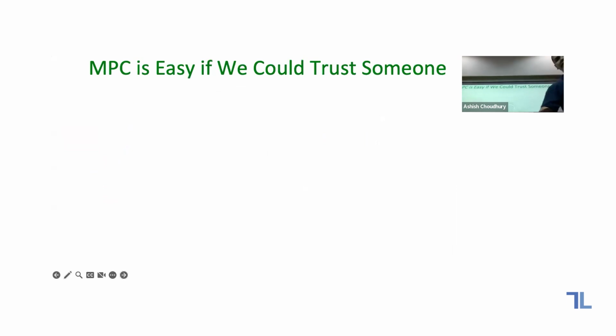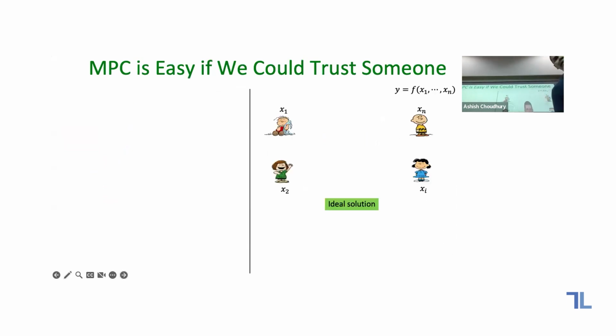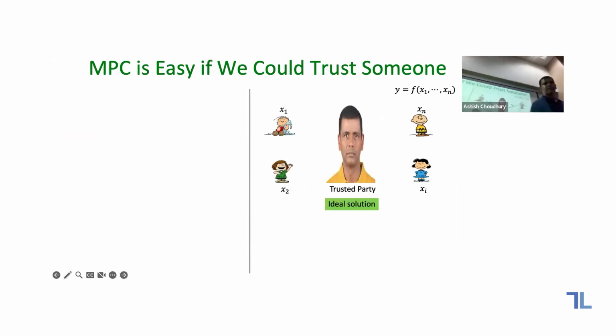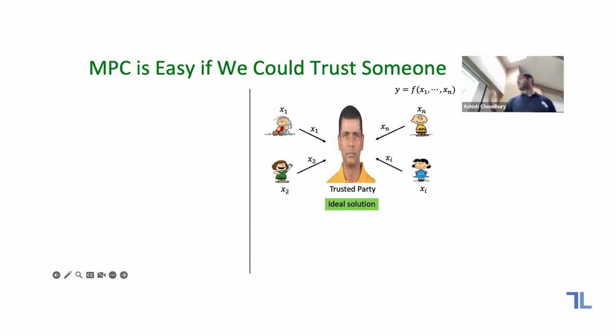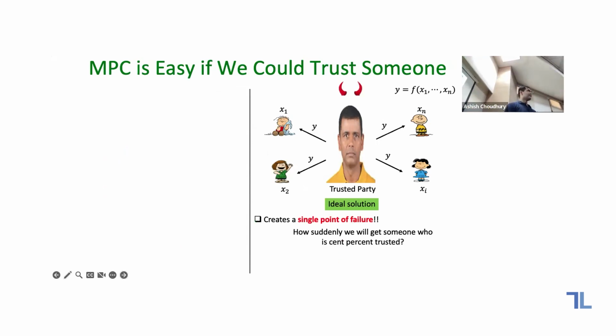MPC is very easy if you could trust someone. Imagine you have a trusted third party. The ideal solution would be that each data owner gives its data directly to the trusted third party, and the trusted third party, which knows the description of the function, computes the function output and directly sends back the function output to each individual. This is the ideal solution, but the problem here is that it creates a single point of failure, because if the trusted third party gets compromised, then the whole security is lost.